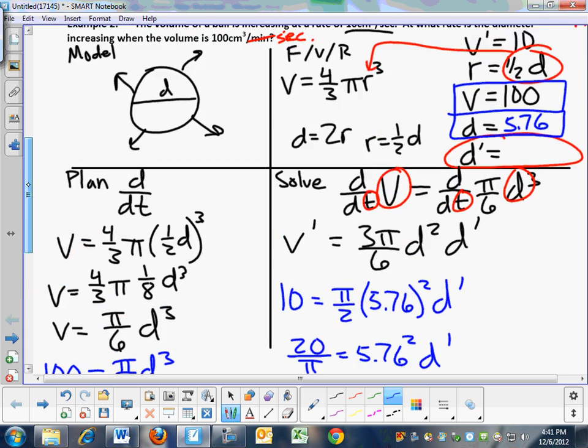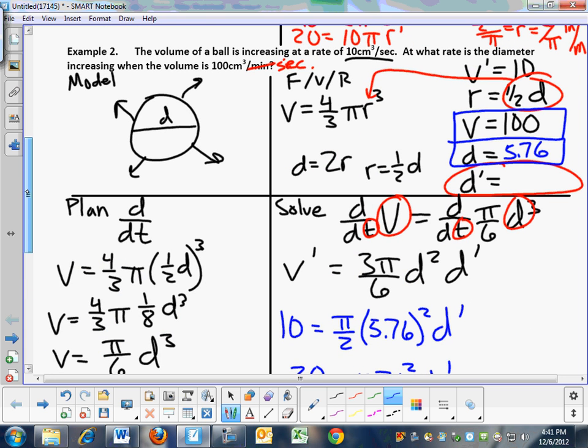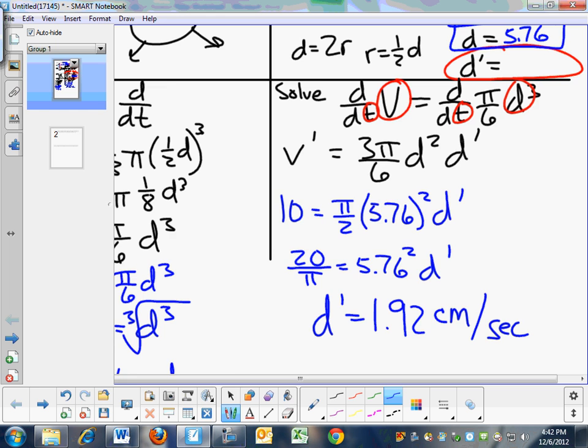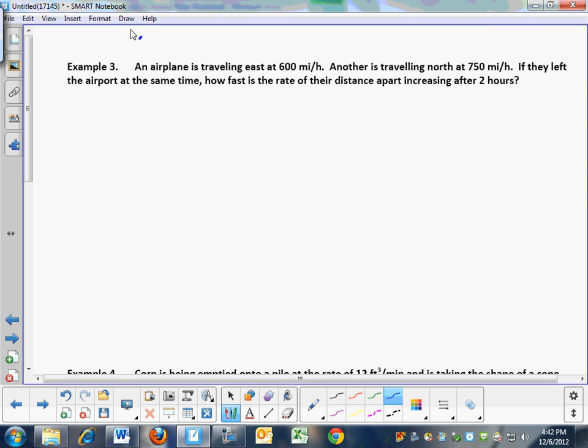So you can see the amount of work. It's very nice to keep it organized. I model the problem: formulas, relationships, variables, create a plan, and then go about solving it. Let's go to the next problem.